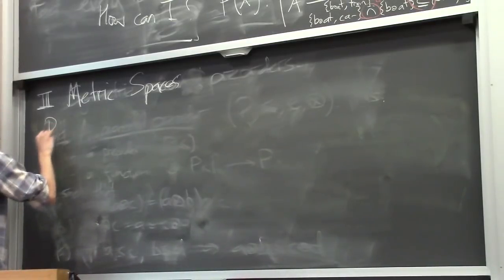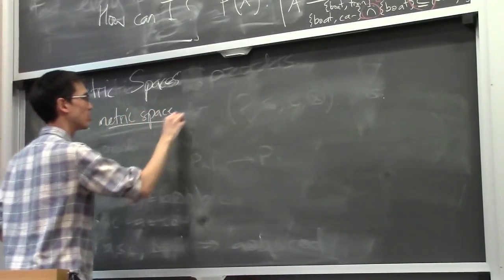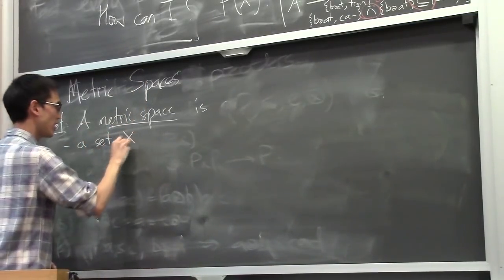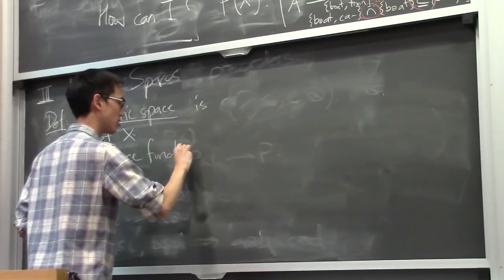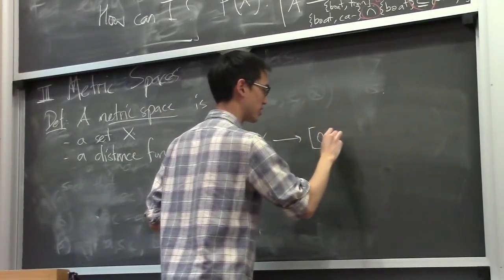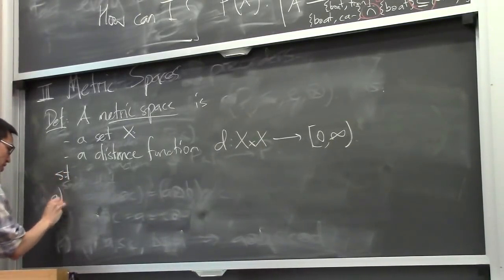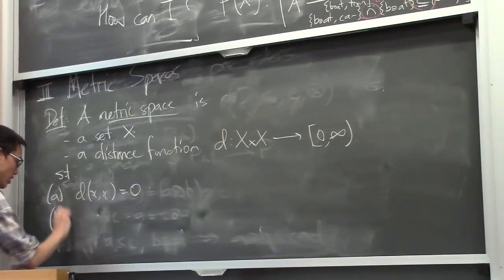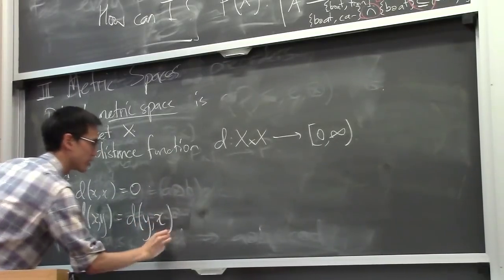So, definition, a metric space is a set X, and a function, which we call the distance function, d from X times X to the positive real numbers, the open interval 0 to infinity, such that, in the base, four things: the first is that the distance from x to itself is zero. The second is that it's symmetric, so the distance from x to y is equal to the distance from y to x.